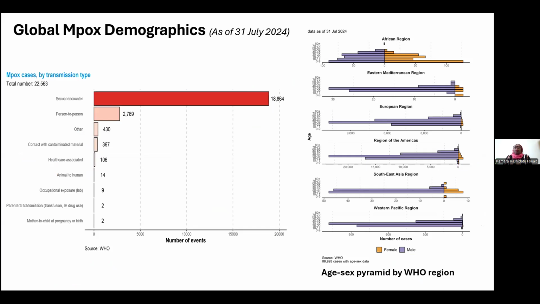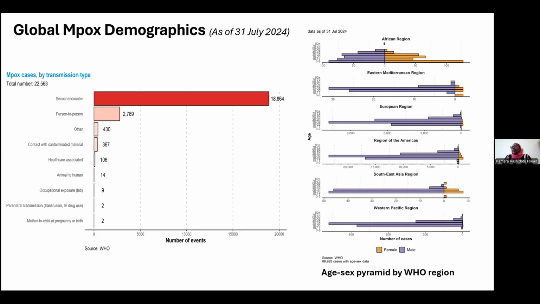On the top, highlighted in red, is the fact that over 18,000 people do confirm sexual encounter, and that is how the disease is being spread. And then other forms of contact have been implicated. That is person to person, people who do come in contact with contaminated material, unfortunately healthcare workers, and then animal to human transmission has also been observed. We also have few occupational exposures, parenteral transmission, and then mother to child transmission during pregnancy and at birth.